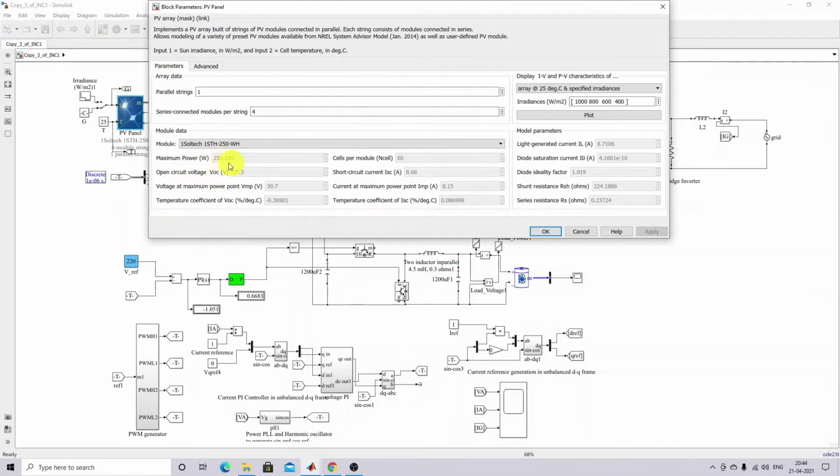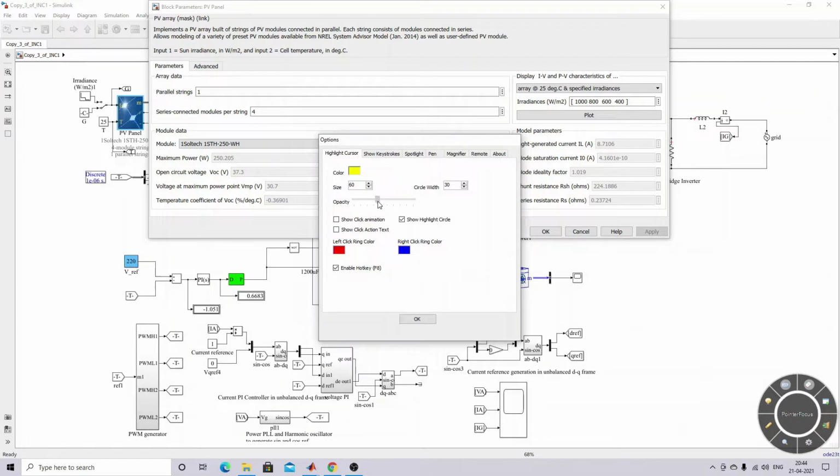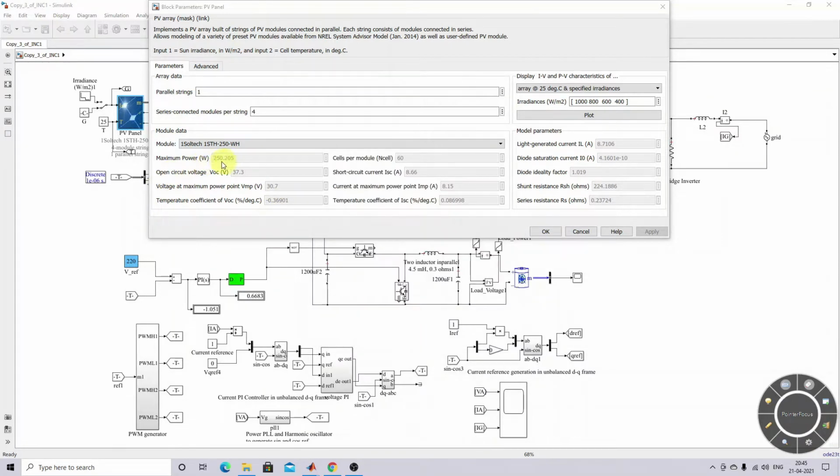Here we are using a 250 watts panel, and the maximum voltage at maximum power point is 30.7, and the current at maximum power point is 8.15. Also, the parallel string considered here is 1, and the series string is 4. If the series string is 4, that means we have to multiply this 4 with the power. So finally we'll get nearly 1000 watts at the standard test condition.